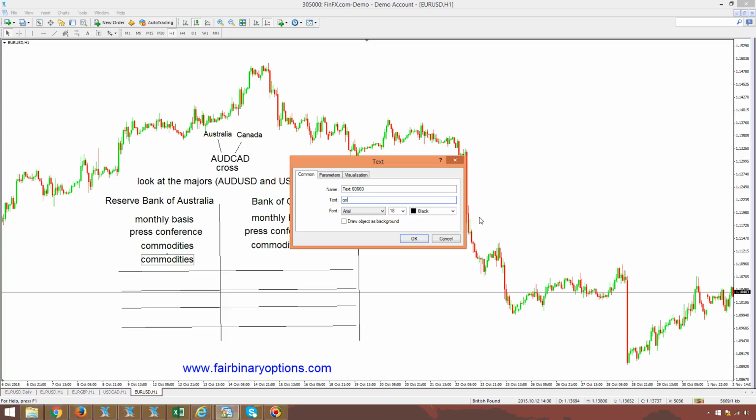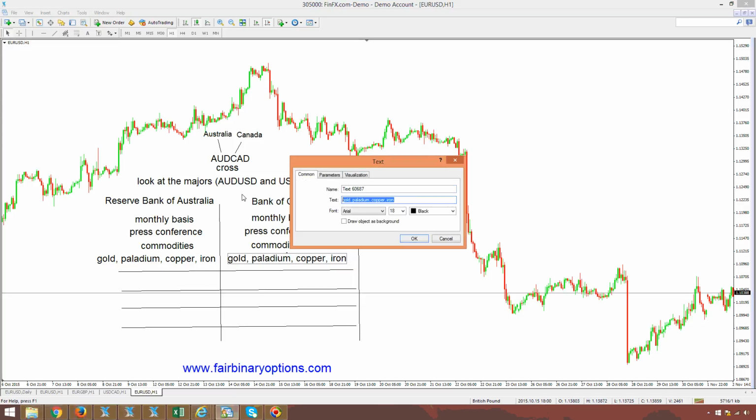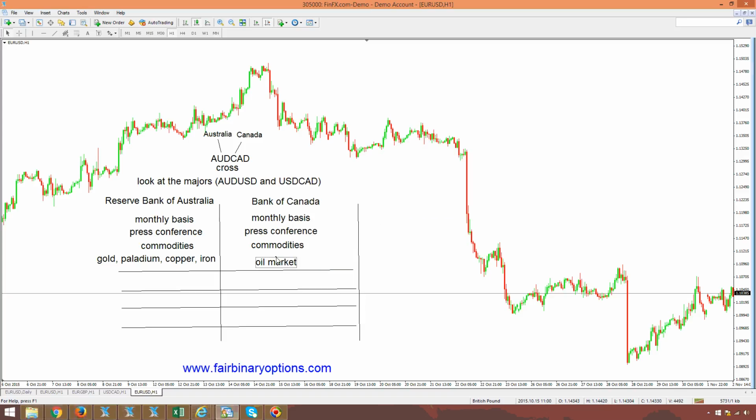Out of Australia, we are interested in the price of gold, what gold is doing. We are interested in the price of palladium, or copper, or iron. In Canada, everything comes down to one single word, namely what is happening in the oil market. So you are looking at the oil market as a major driver for the Canadian dollar pair.